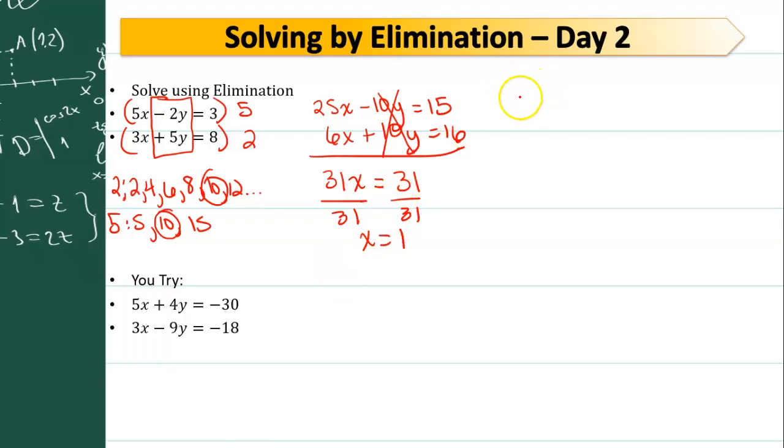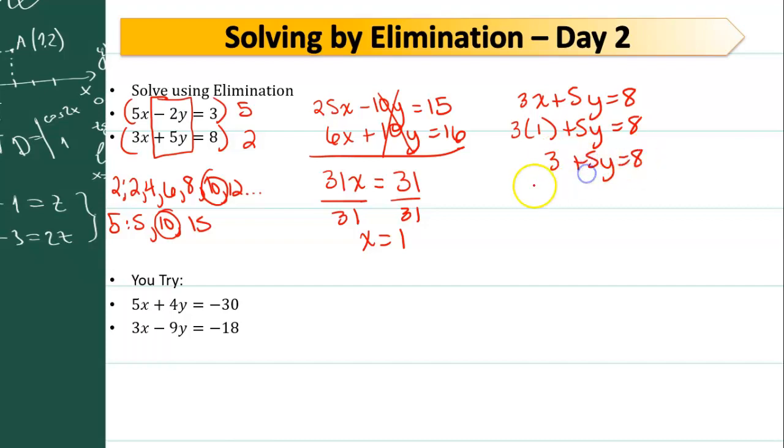We need an ordered pair, so we're going to use either one of the equations. I'm going to use the second one. Fewer negatives in that one. X is 1, so we're going to replace x with 1. So 3 times 1 becomes 3. We're going to subtract 3 from each side, so 5y equals 5. Divide both sides by 5, so y equals 1. So your solution there is 1, 1.